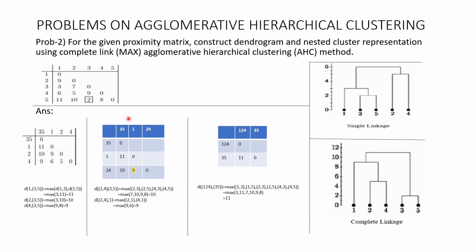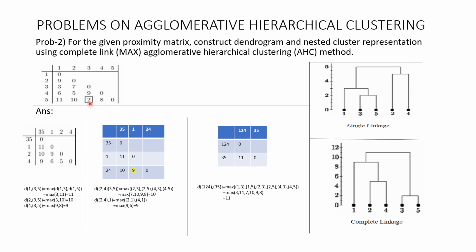You have to cluster these 5 points using the complete link, or MAX link, agglomerative hierarchical clustering. The proximity matrix is given here. You are supposed to cluster the 5 points using the complete link or MAX link agglomerative hierarchical clustering method. Please remember there are 3 methods: min link, which we saw earlier, this is the max link, and next one is group average link.